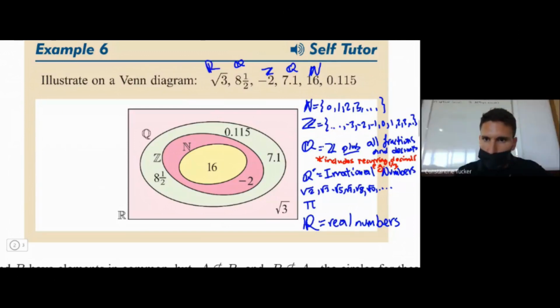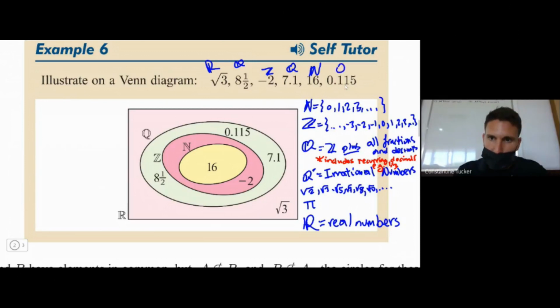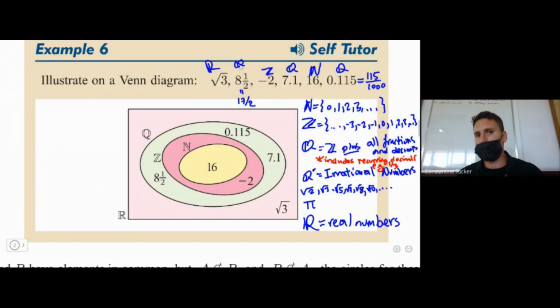R is the square root of 3. Okay, now I understand. Yes, and this is actually Q because it's an ending decimal, a decimal which ends. So you can write it down, for example, as 115 over 1000. So it is a rational number. Just saying 8.5 would basically be written as 17 over 2 if you put it as a fraction. So if you can write something as a fraction, it's a rational number.